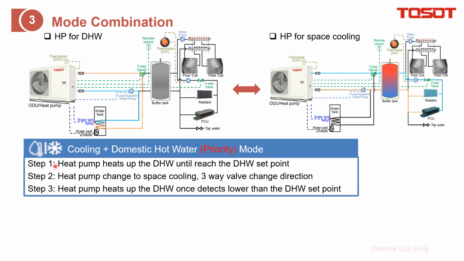When the heat pump heats up the DHW first and reaches the set point, we have met this requirement first. After that, we will turn the Versatility to cooling, which is to offer the chilled water to the buffer tank. And during this period, once we detect this temperature is not enough, the system will turn back to here to heat up the DHW.